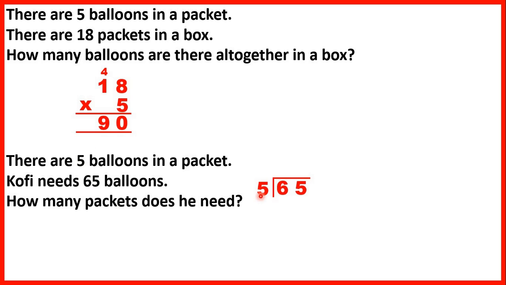So 6 divided by 5 is 1 remainder 1, and 15 divided by 5 is 3. So that means he needs 13 packets. And then we can check 13 times 5 is 65. Because if he has 13 packets and they each have 5 balloons, that will be 65 balloons altogether.